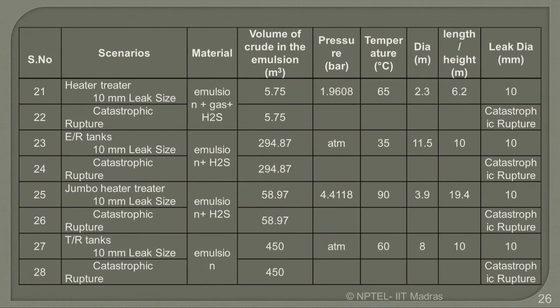Similarly, for the tanks also they are identified: the heater treater, the ER tanks, the jumbo heater treater and TR tanks. These are the possible four tanks where 10 mm leak size and catastrophic rupture can take place. They are quantified, the material is classified, volume is known, pressure, temperature, diameter and length or height of the tank, because this is what the liquid release rate can be computed from, is quantified, and then the leak diameter in terms of either 10 mm leak size or catastrophic rupture is quantified for QRA.